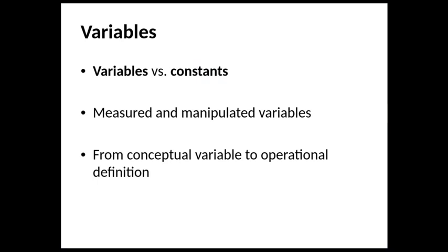So we talk about variables versus constants. We're going to talk about manipulated and measured variables, and then looking at conceptual variable to operational definition. As you would probably guess from what I just said, a variable is a number, or a thing, that always has the capability of changing. When we use the word constant, those are things that do not change. They remain constant, which means they either remain at one level, or most of the time it means they're eliminated, so they're not even part of the study.